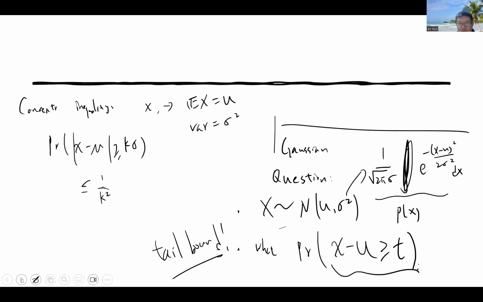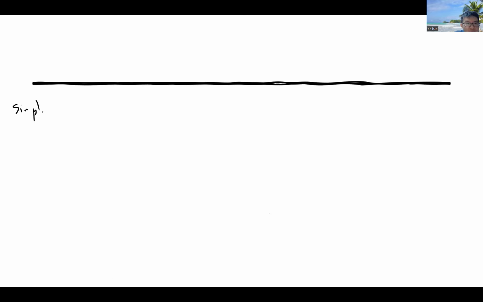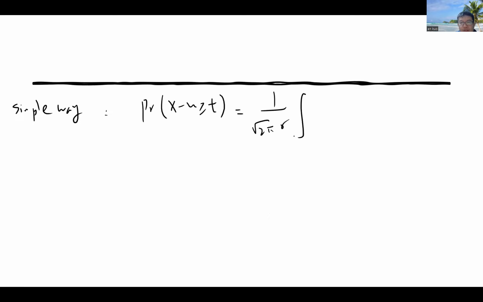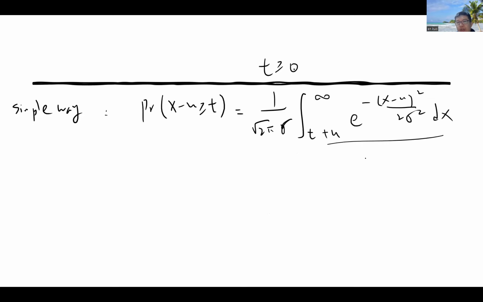There are many ways to do this. One simple way is to use your mathematics and try to do this estimation directly: you just integrate from mu plus t to infinity. I will assume that t is greater than 0. Obviously you can try to do this, but it's hard to do. Maybe you know some inequality, but this is usually not the way people in probability theory do it; they will not do this integral.